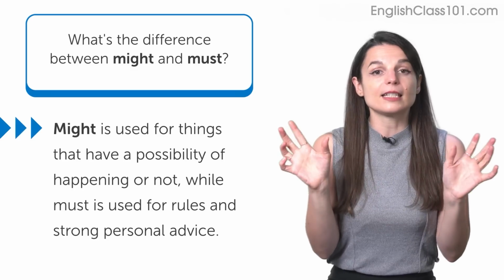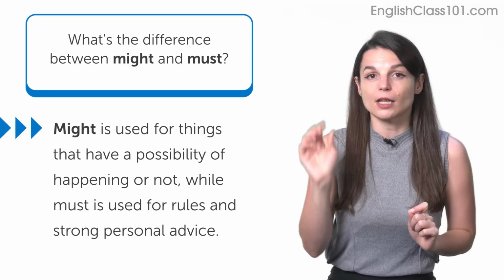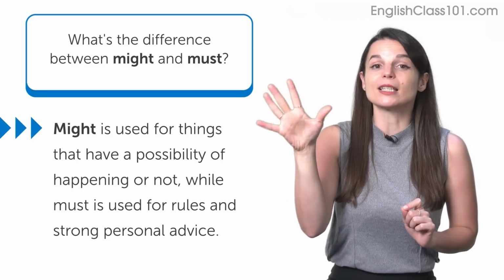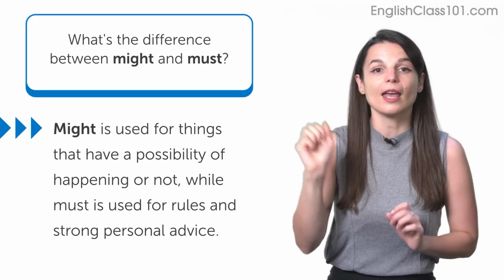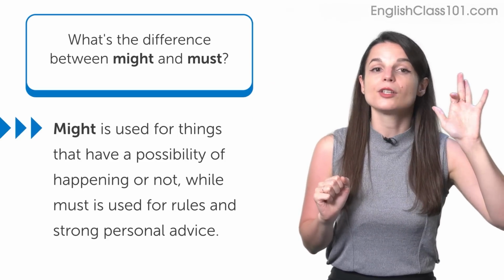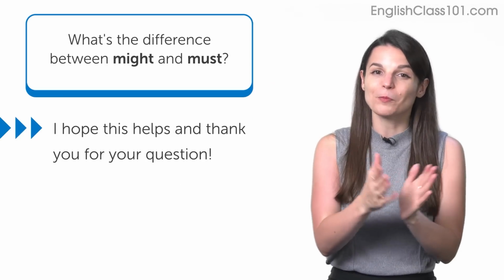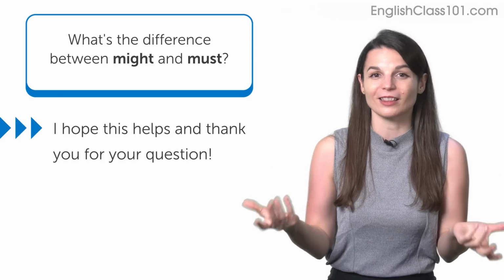So this is the key difference between must and might. Might is used for things that have a possibility of happening or not happening, and must is used for rules and to talk about strong advice. So I hope this helps you understand the differences between these two words.